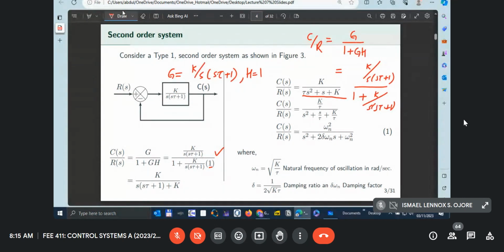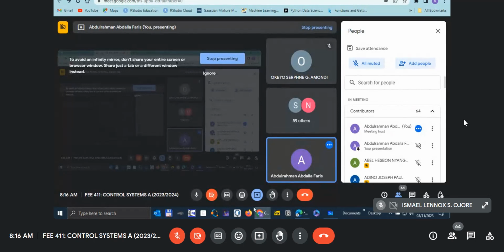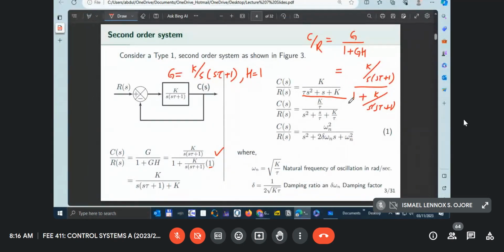Remember, we say the denominator of a transfer function, when we equate it to 0, we call that the characteristic equation. So once we have that, if we make the coefficient of s squared 1, by dividing numerator and denominator by tau, we end up with something like this.